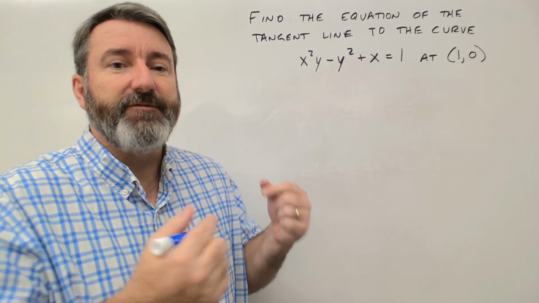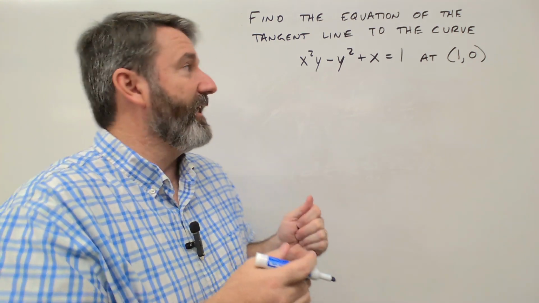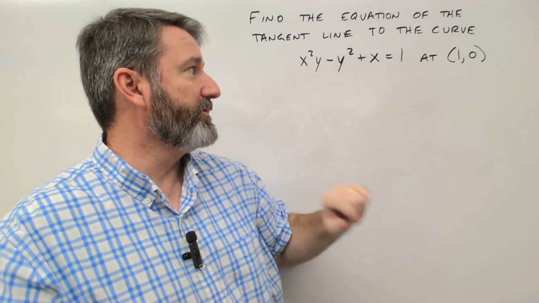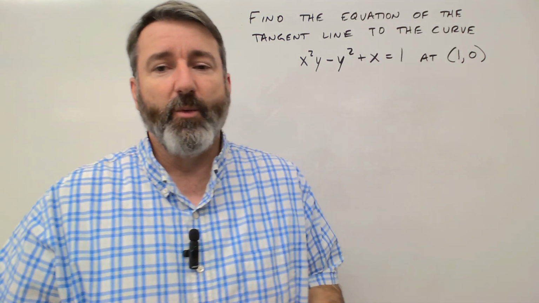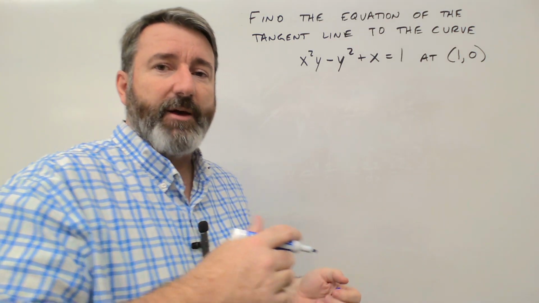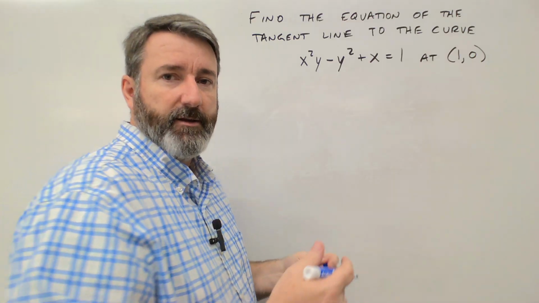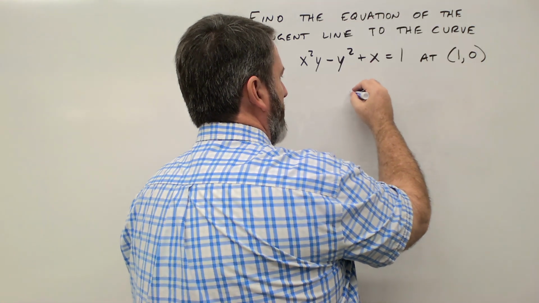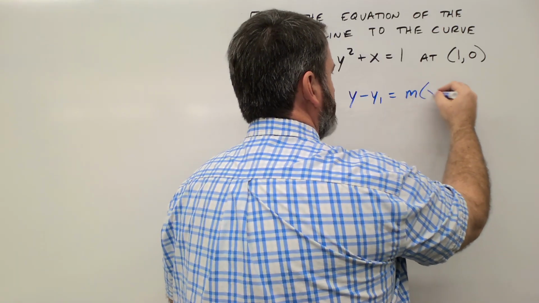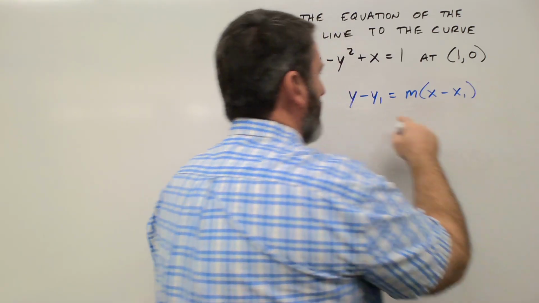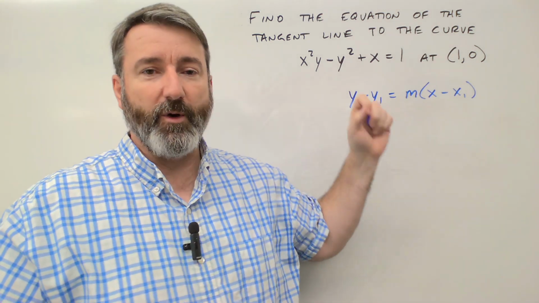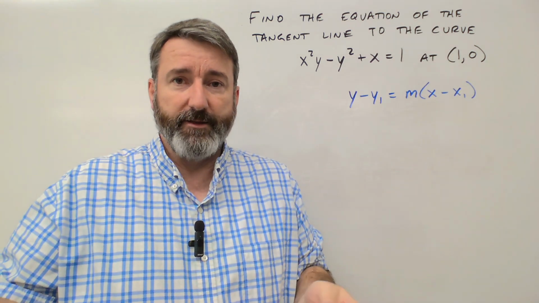For this question, we're asked to find the equation of the tangent line to the curve x squared y minus y squared plus 1 equals 1 at the point (1, 0). To find the equation of this line, we're going to use the point-slope formula for a line, which is y minus y1 is equal to m times x minus x1, where m is the slope of the line and (x1, y1) is some point on the line.